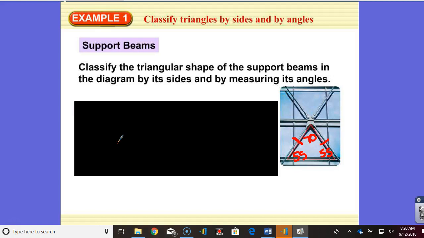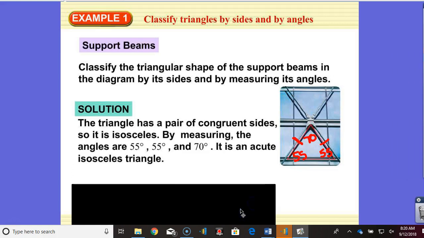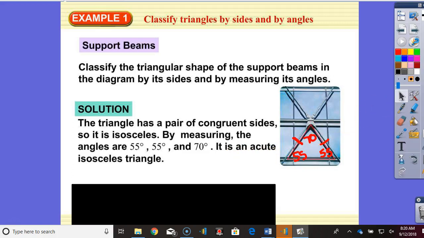Can you have more than one obtuse angle in a triangle? No, because if it's greater than 90, two numbers greater than 90 add to more than 180 right there. So you cannot have two obtuse angles or it will not close. It won't be able to be a three-sided object. Alright, so it has a pair of congruent sides, it's isosceles, and it's acute. So it's an acute isosceles triangle.